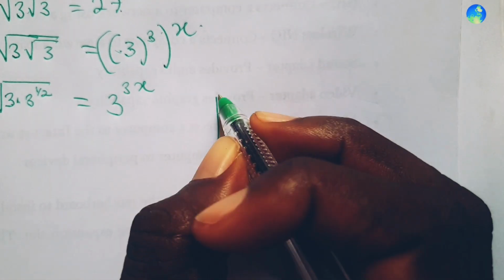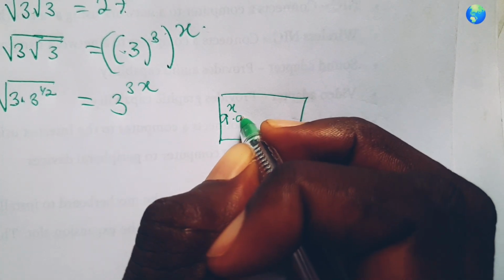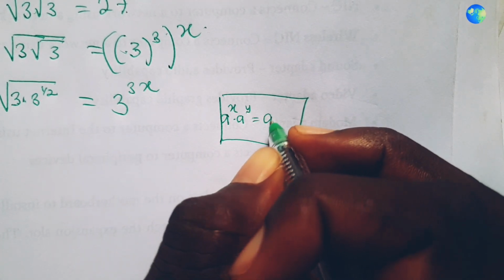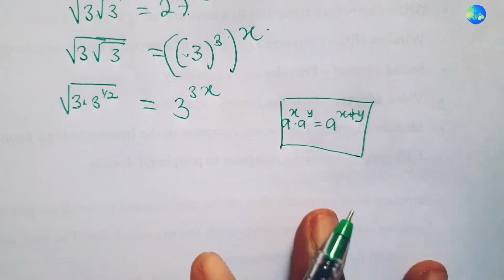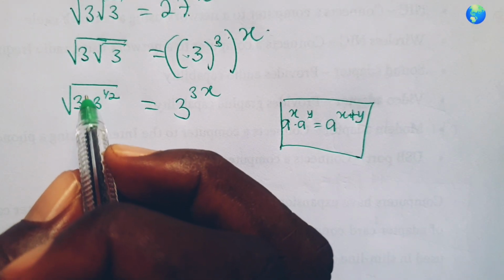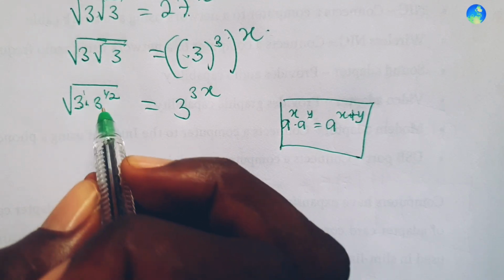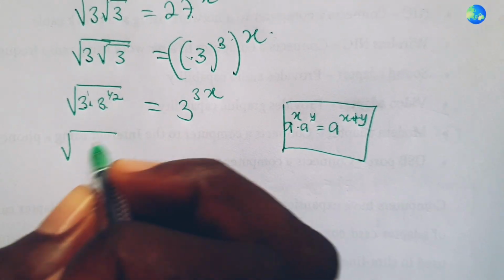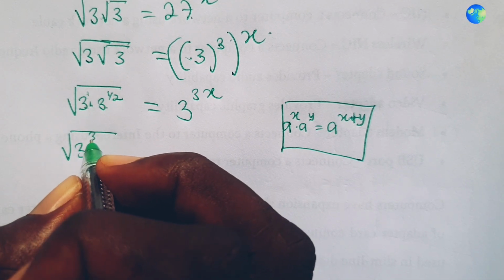a power x times a power y is equal to a power x plus y, right? So it's the same thing here. This is 3 power 1. This is 3 power 1 over 2. So we can add up the power since we have the same base. So this is equal to 3 power 1 plus 1 over 2, which is going to be 3 over 2.